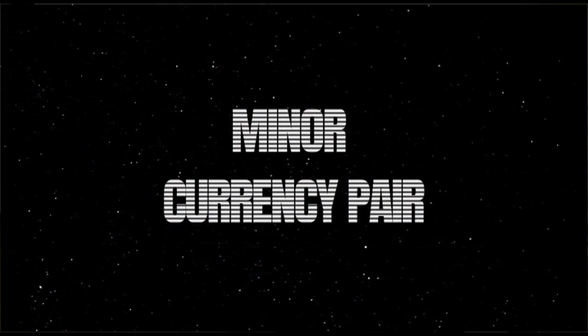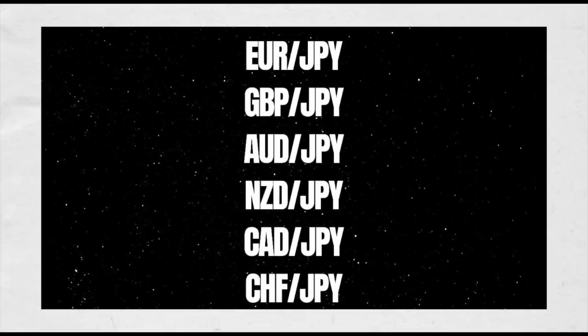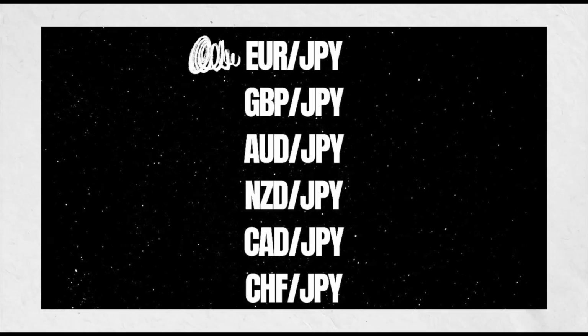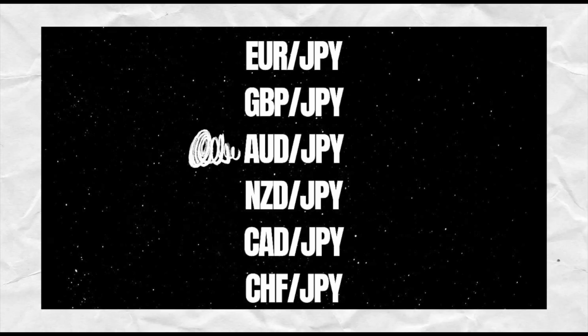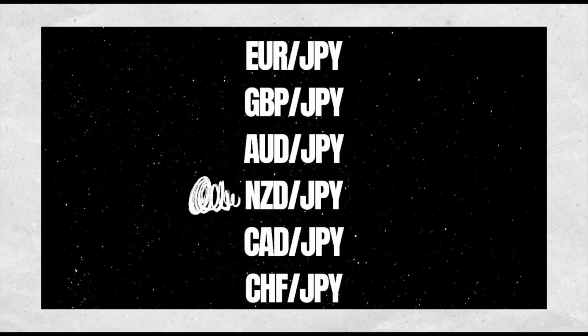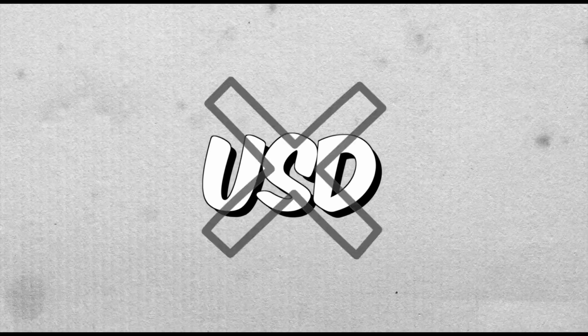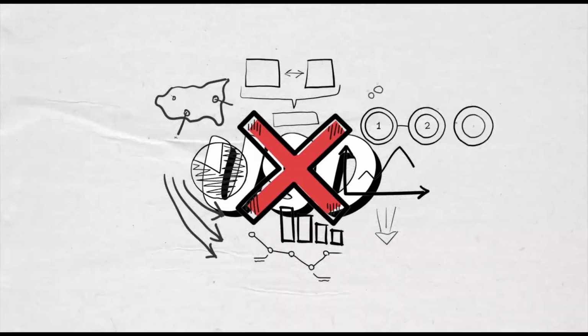Now let's look at the minor currency pair, also known as the cross currency pair. This includes the 7 major currencies with the exception of the US dollar. So let me give you an example of the yen pairs. You have GBP JPY, EUR JPY, you have CAD JPY, AUD JPY, Kiwi, that is NZD JPY, you have CHF JPY. You don't include USD JPY. USD JPY is a major currency pair.